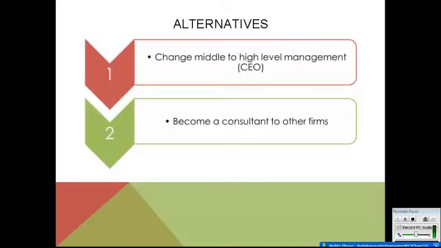And our second was to become a consultant to other firms. And this is because throughout the research we've done, we've seen that Kodak has always been a leader in research and development. Even though we haven't seen too many products go forth, they still were one of the first with the digital cameras in the first place, which shows that they have the tools necessary to be innovative. They just haven't been able to necessarily put them forth and move forward with that.